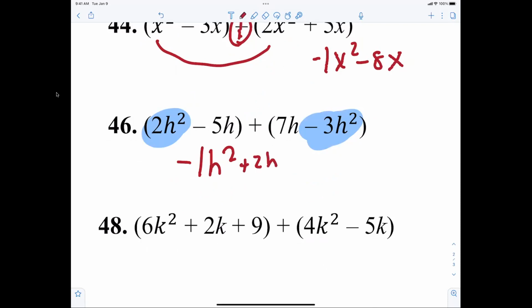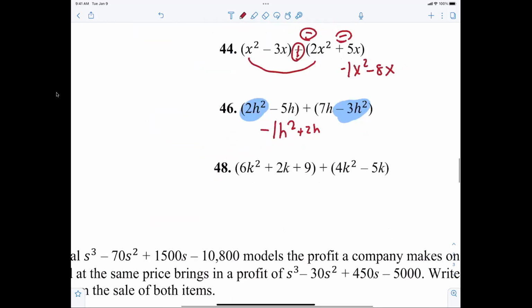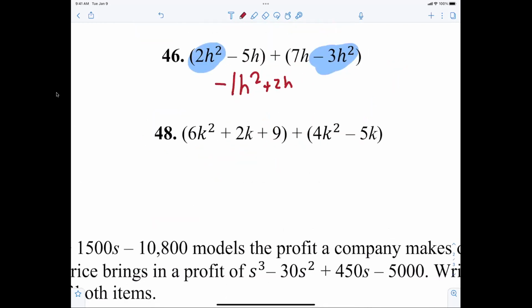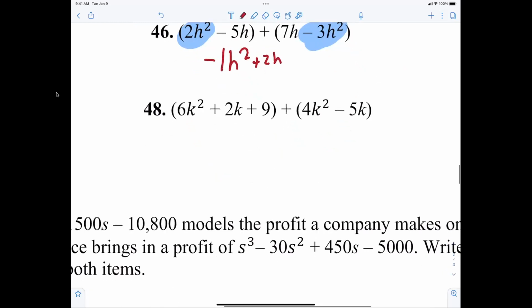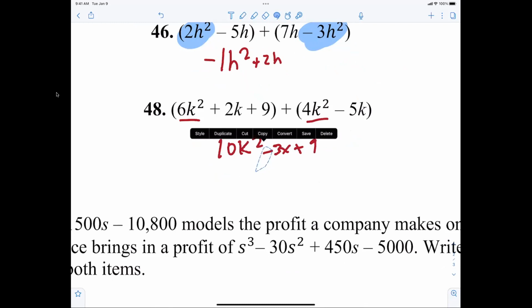All right. And 48. Let's go. Maggie, what do we got? So you would combine the two, and so then you get 10k squared minus 3k. Plus... I don't know why I put an x.